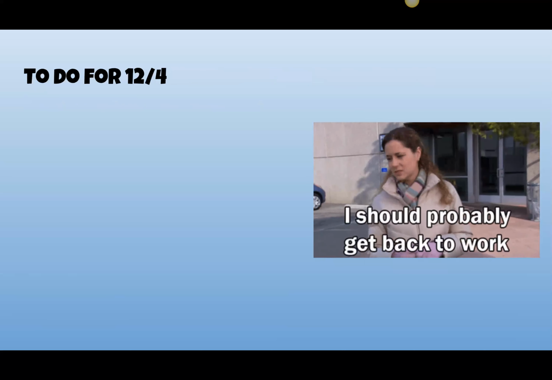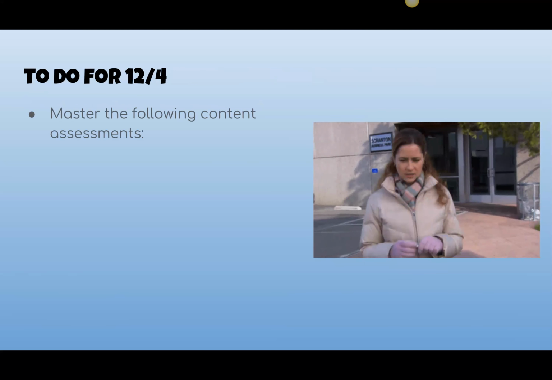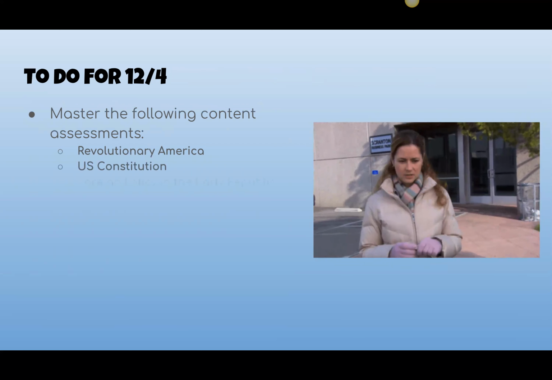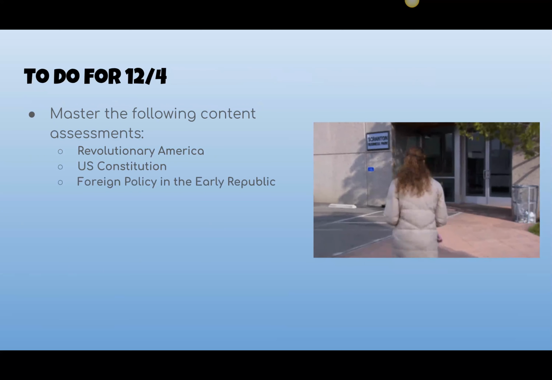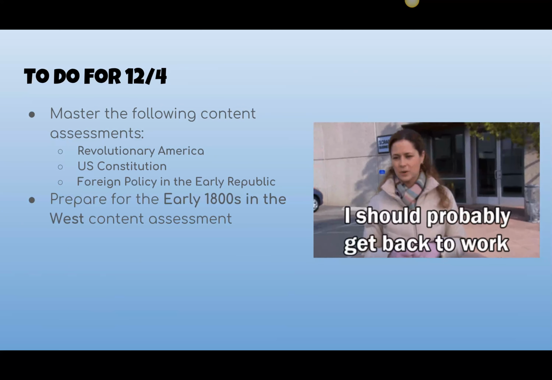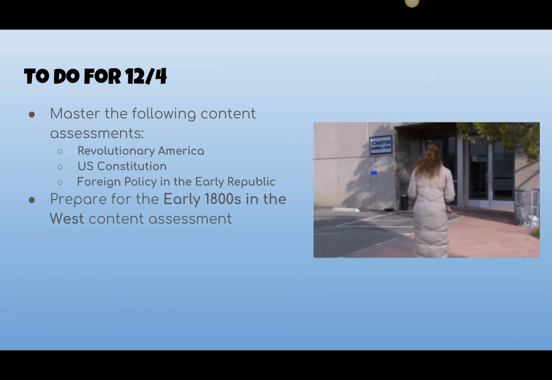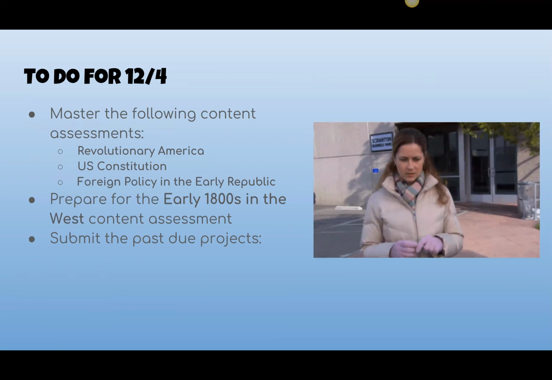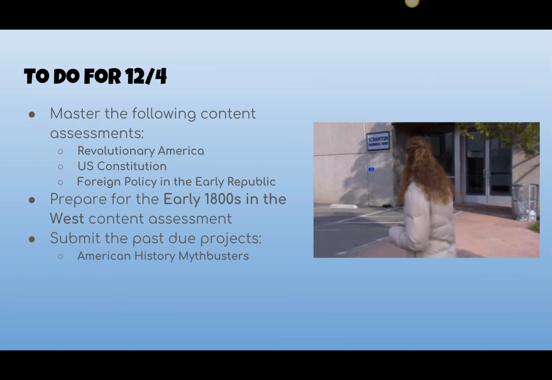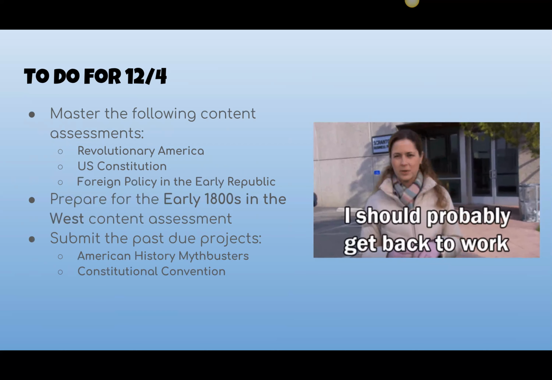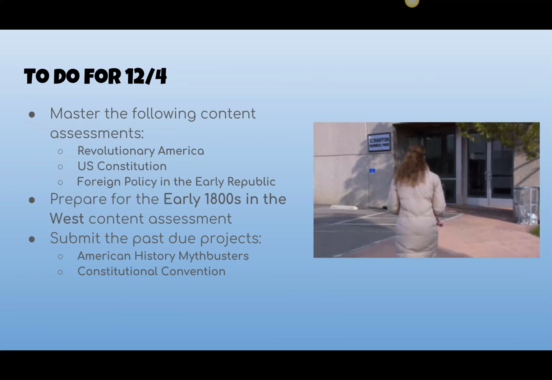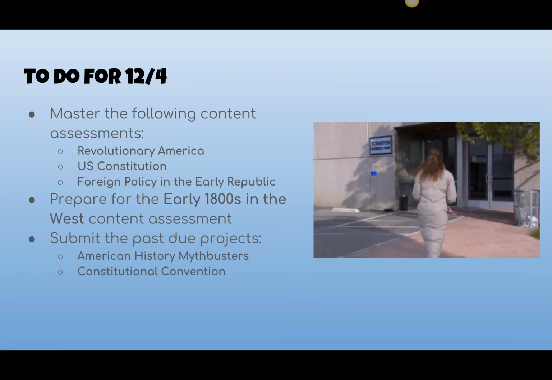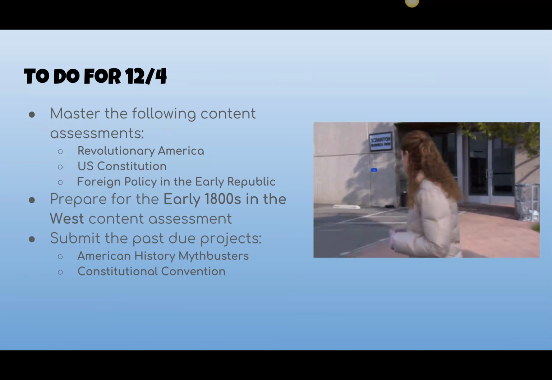To do for Tuesday, December 4th, you should have already mastered the following content assessments: Revolutionary America, U.S. Constitution, Foreign Policy in the Early Republic, and you should now be preparing for the early 1800s in the West content assessment because that one is approaching its due date. You want to make sure you've submitted the following past due projects: the American History Mythbusters and the Constitutional Convention. You're going to have to go back and watch old launches on how to complete those because we have moved on as a class, but all of that information is available to you in past launches. So I do suggest going back to figure out how to do those.